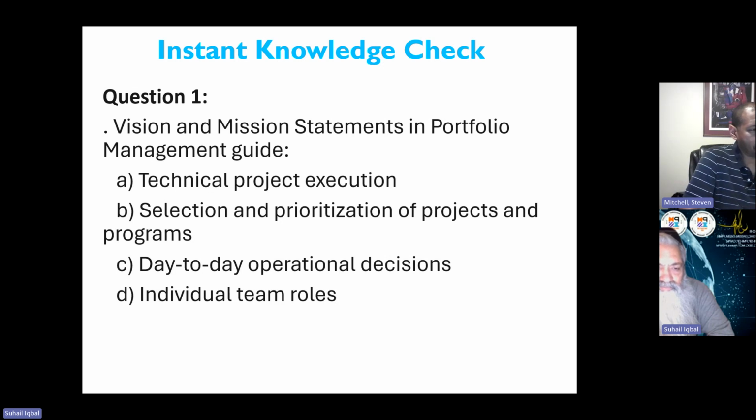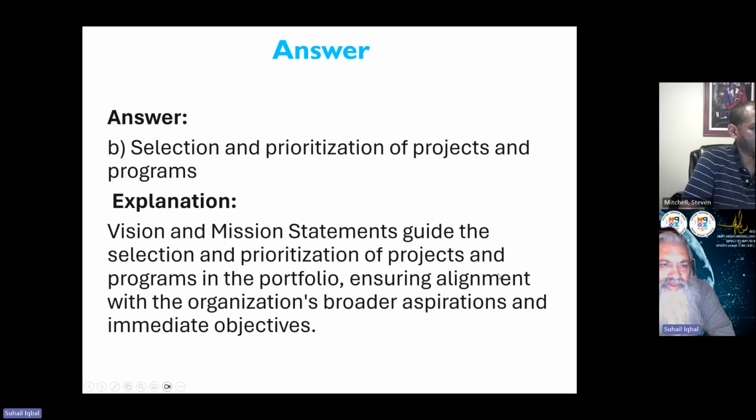So B, selection and prioritization. Yes. Okay. That is the correct answer. Why? Vision and mission statements guide the selection and prioritization of the projects and programs into the portfolio, ensuring alignment with the organization's broader aspirations and immediate objectives.